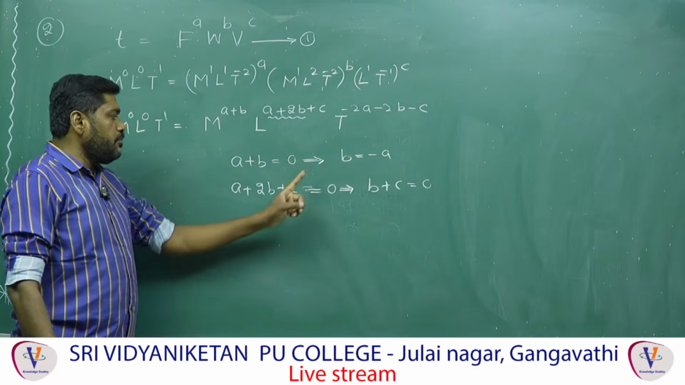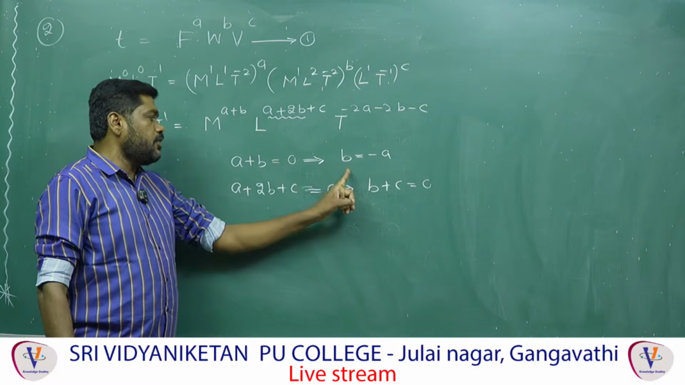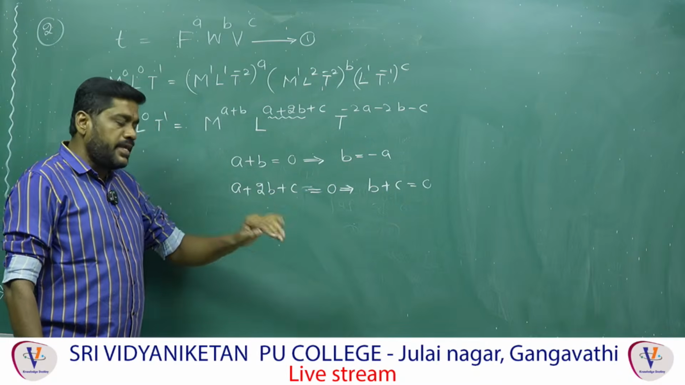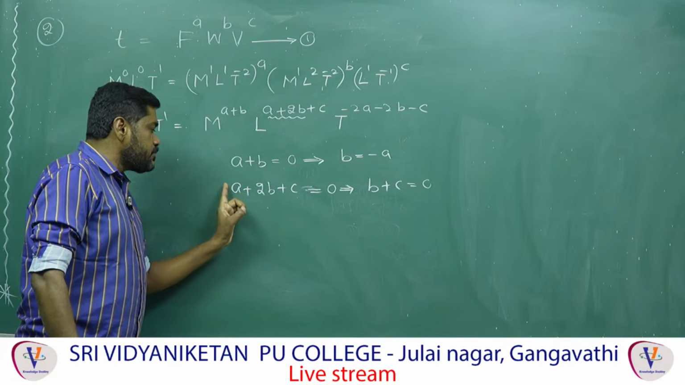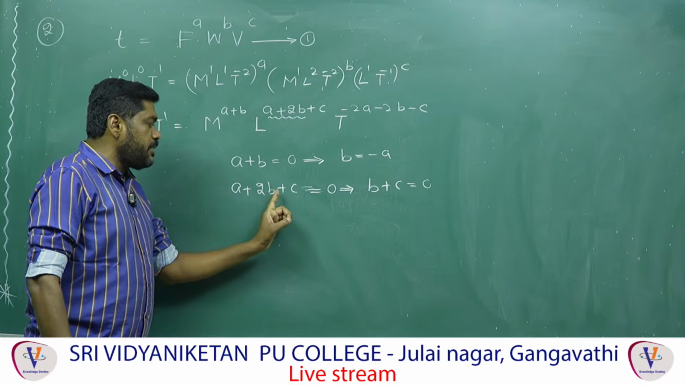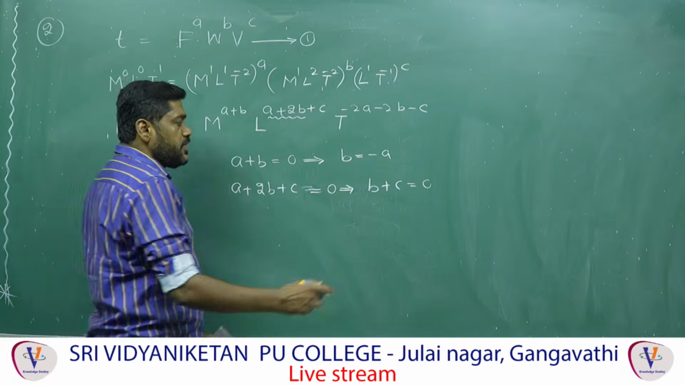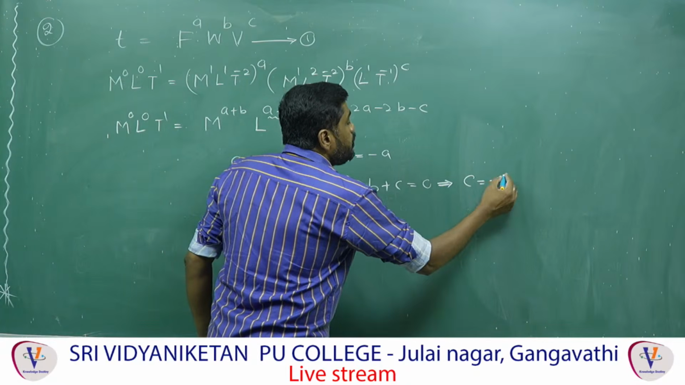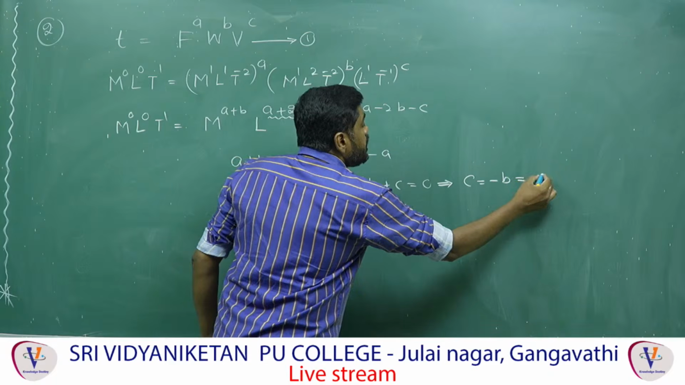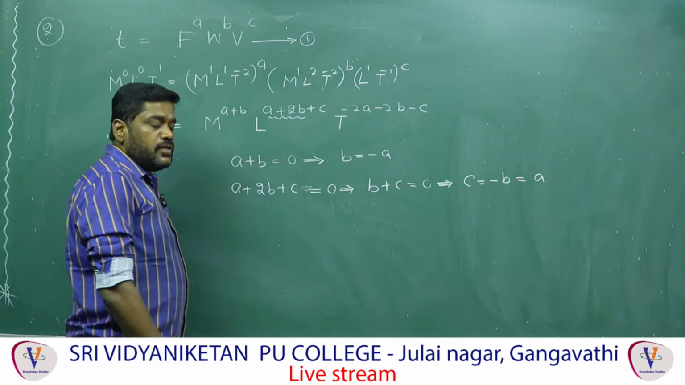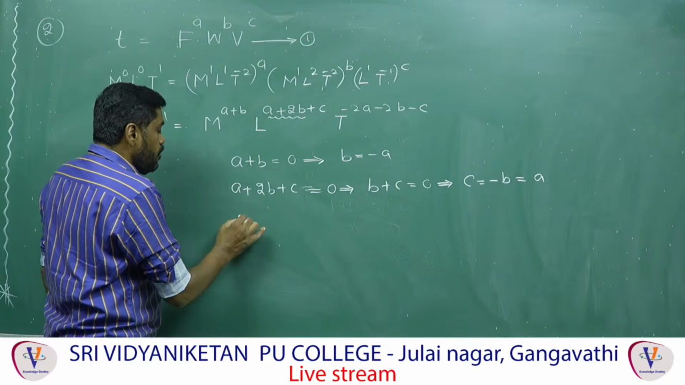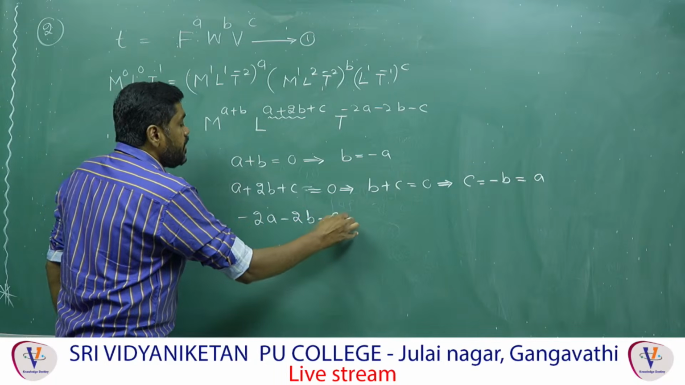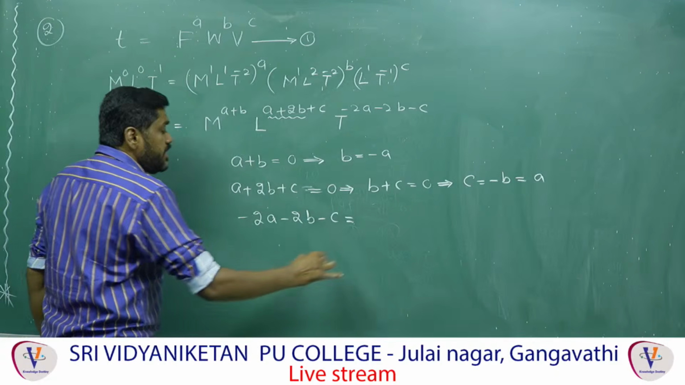See here, in place of a plus b is equal to 0, means b is equal to minus a. If you substitute, this becomes minus b plus 2b plus c. Therefore b plus c is equal to 0. Again you can say c is equal to minus b, or c is equal to minus of minus a, that is a. The last one is minus 2a minus 2b minus c, which is equal to 1.